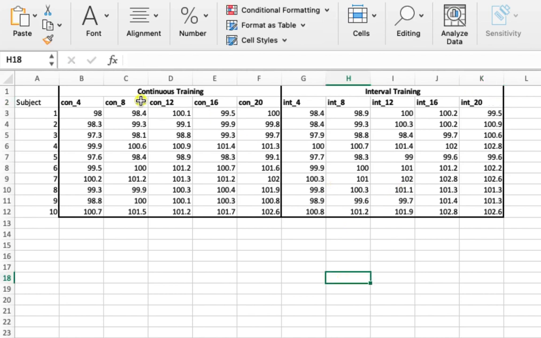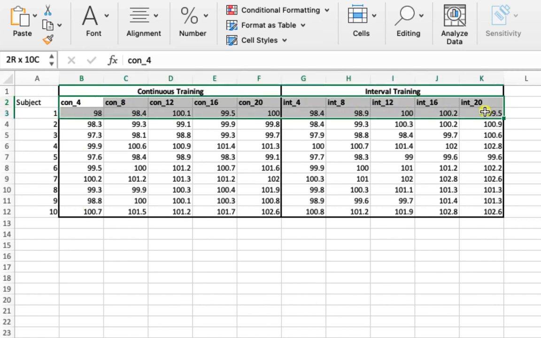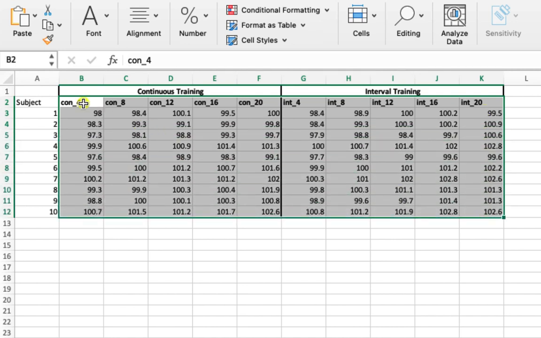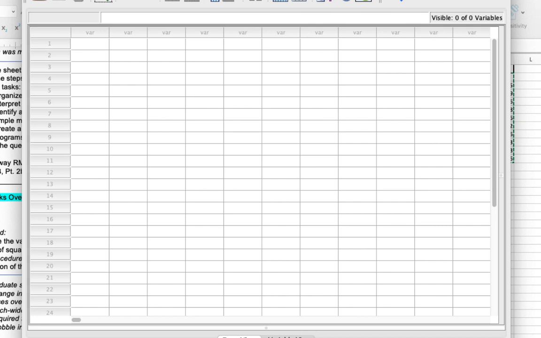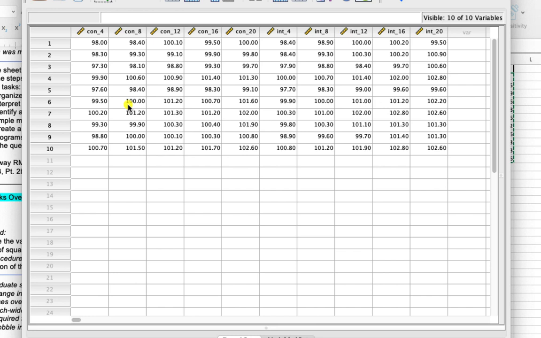But once we rework our data so that each column has a unique name, we can then copy both our data labels as well as all of the measured heart rates. We'll copy that into SPSS. So I have a fresh new data set ready for us. Again, each row should have 10 measures, so you can use that as a double check, right? 1, 2, 3, 4, 5, 6, 7, 8, 9, 10.